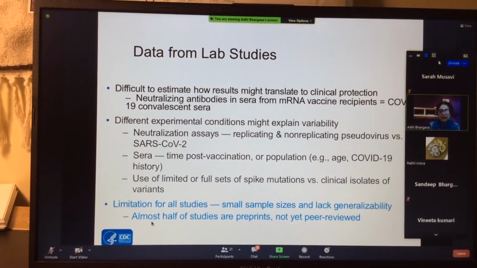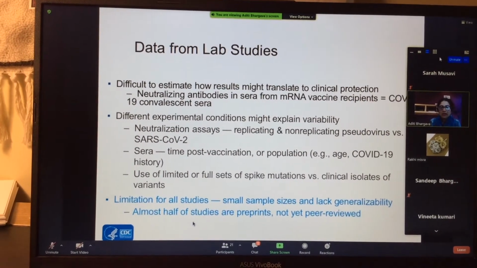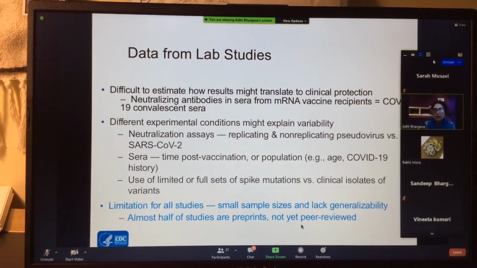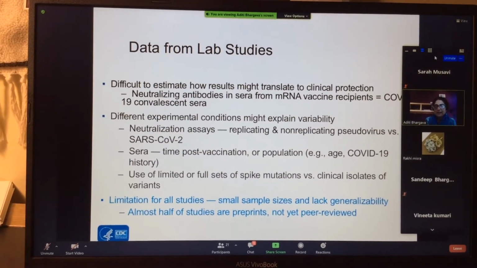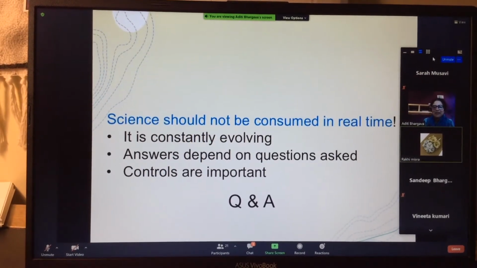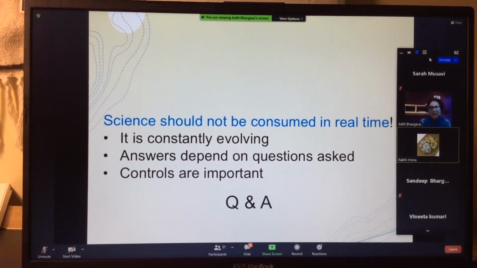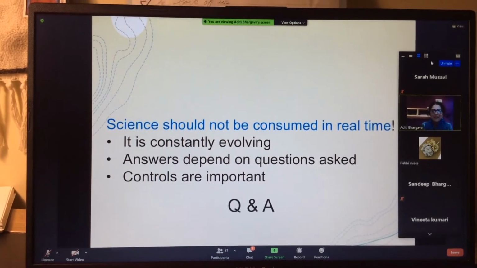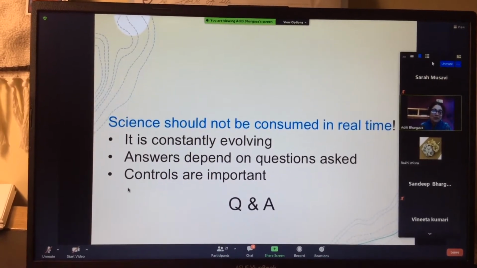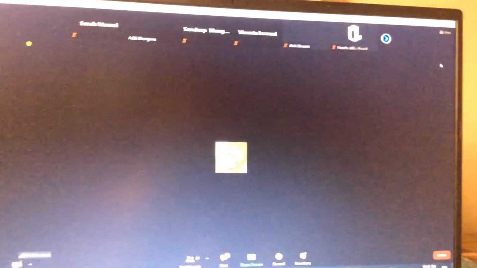The other thing that they point out is that almost half of the studies are preprints. They have not been peer-reviewed. Yet we are taking this as gold standard. So I would say that science should not be consumed in real time. It's constantly evolving, and really the answer depends on the questions you're asking. The controls are very important. So with that, I'll stop.